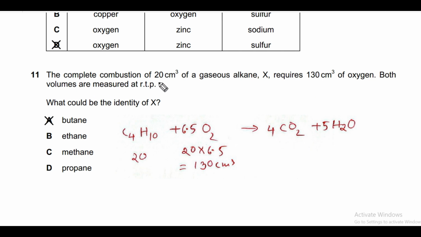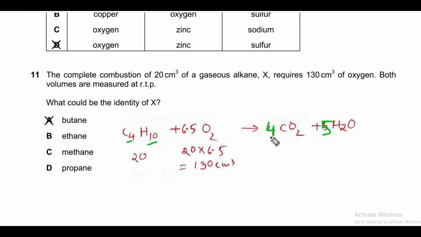The complete combustion of 20 centimeter cube of gaseous alkane X requires 130 centimeter cube of oxygen. Both volumes are measured at RTP, room temperature and pressure. Which could be the identity of X? Now you see the answer is A. Butane C4H10 reacts with oxygen to produce carbon dioxide plus water. So when you write, 4 carbon, 4 moles of carbon dioxide, 10 hydrogen, 5 moles of water.